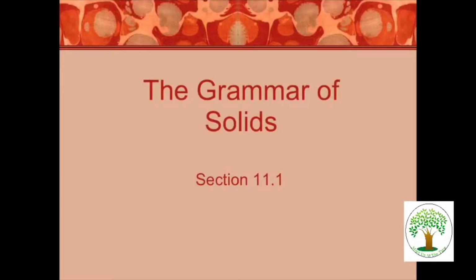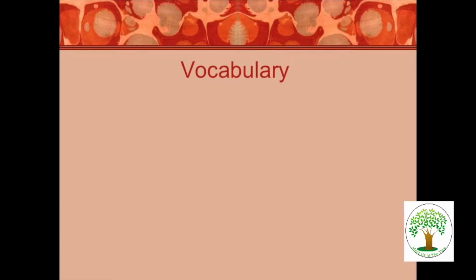All right, we're doing the grammar of circles. Remember, grammar means not like English grammar, but this is like all the vocabulary that goes with solids, okay? All right, here's the first bit of vocabulary. You have it on your note sheet: polyhedron. A polyhedron is a solid that is bounded by polygons.